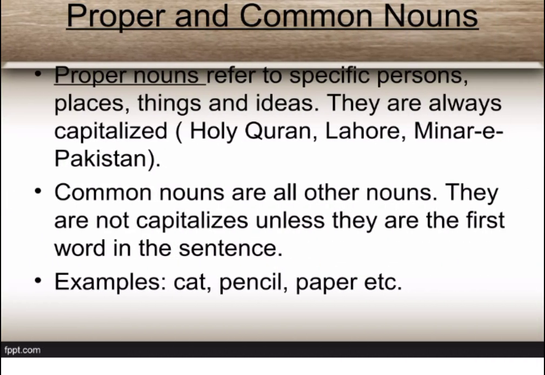Proper and common nouns. Proper nouns refer to specific persons, places, things, and ideas. They are always capitalized: Holy Quran, Lahore, Minare, Pakistan. Common nouns are all other nouns. They are not capitalized unless they are the first word in the sentence. Examples: cat, pencil, paper, etc.